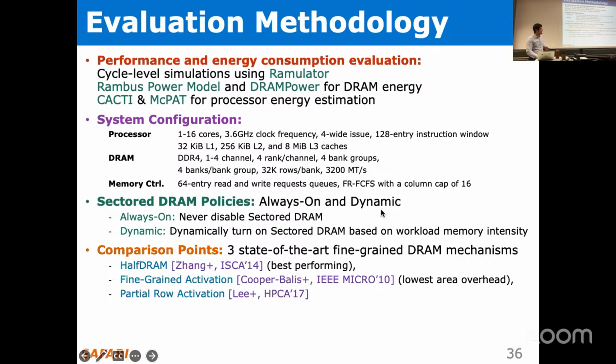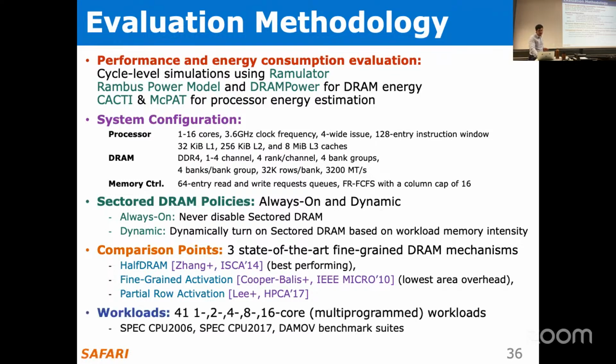And we compare sector DRAM to three state-of-the-art fine-grained DRAM mechanisms. Namely, those are half DRAM, fine-grained activation, and partial row activation. And we have 41 1 to 16 core multi-programmed workloads from major benchmark sets.